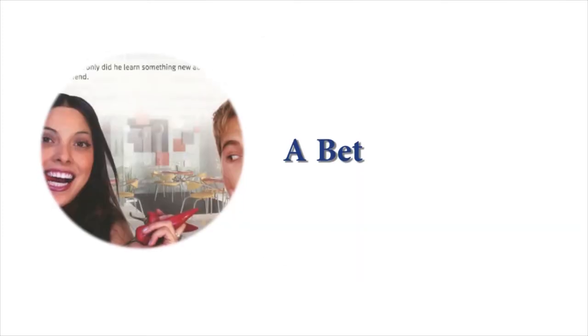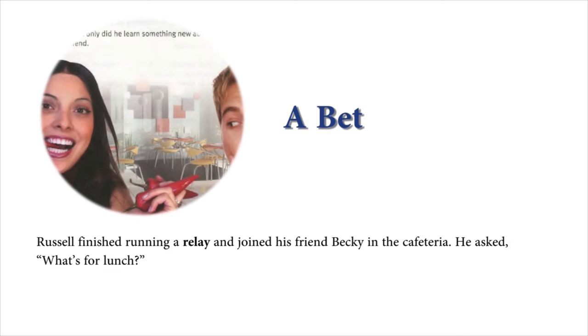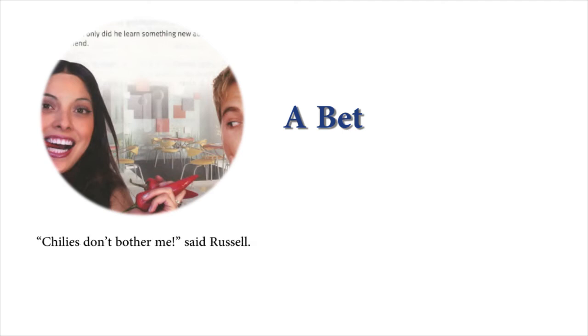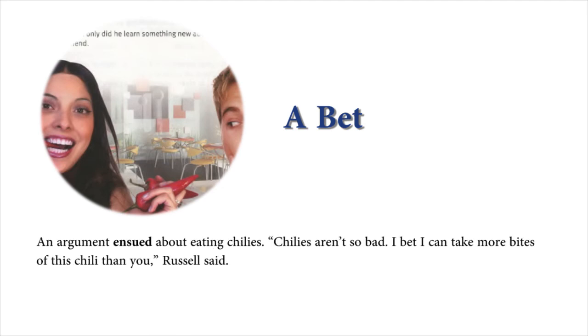A bet. Russell finished running a relay and joined his friend Becky in the cafeteria. He asked, "What's for lunch?" "Sesame chicken. It's okay except the meat's charred. Oh, and watch out for the chili peppers," Becky said. "Chilies don't bother me," said Russell. "My stepmother says you should be careful with them," replied Becky. An argument ensued about eating chilies.